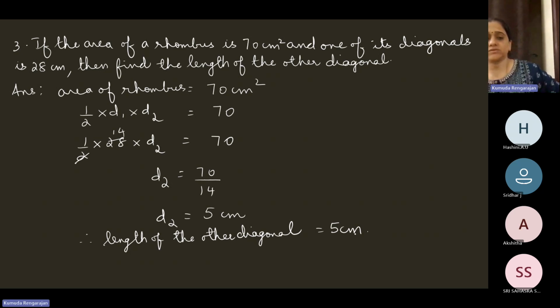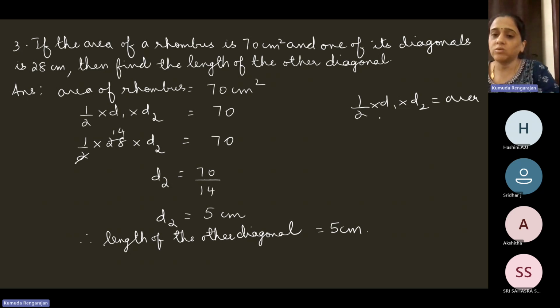Very straightforward question. So to answer this, you need to see when I start talking, please stop writing and listen to me. Analyze this formula. Half into D1 into D2 is equal to area.